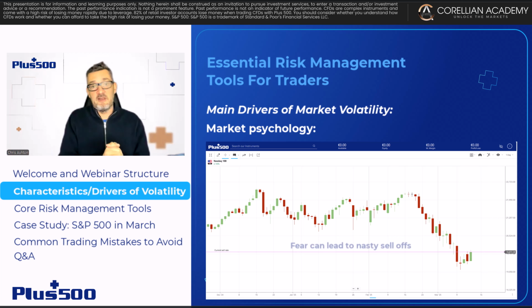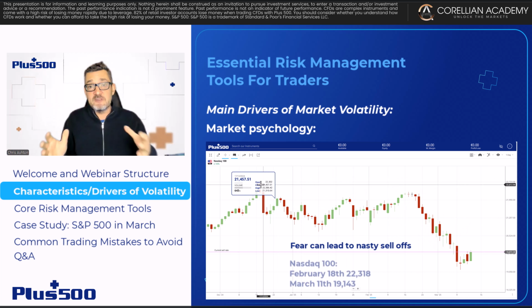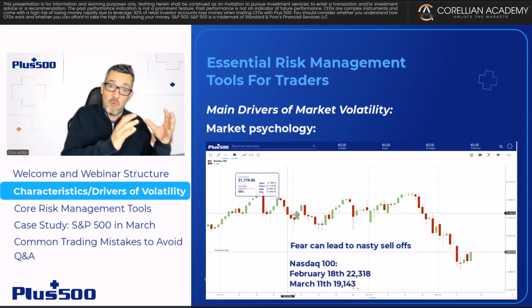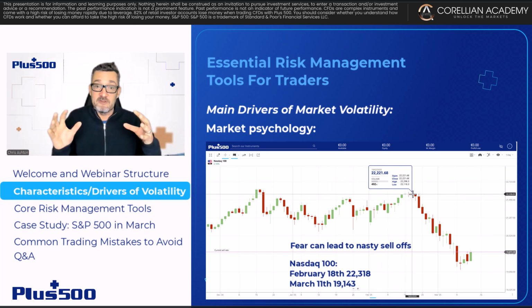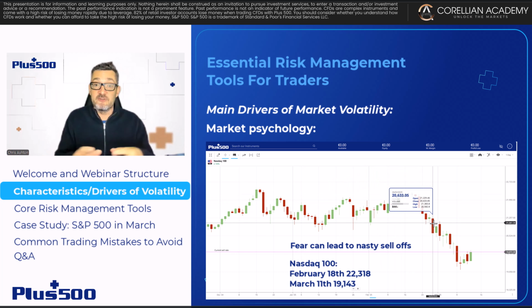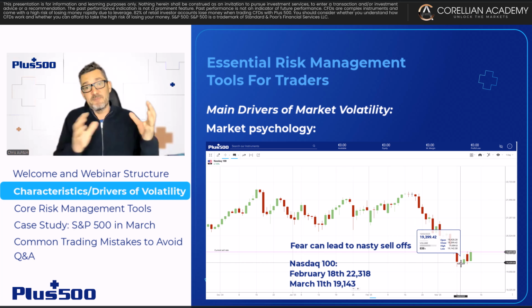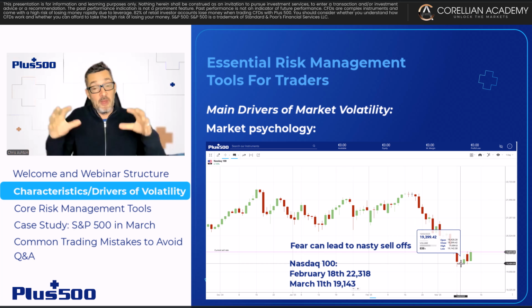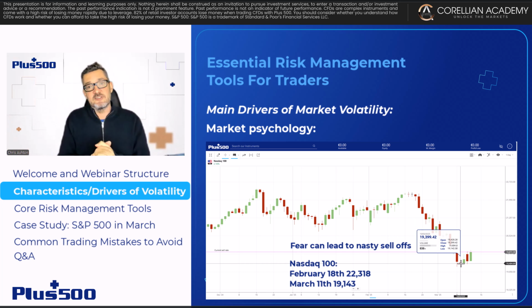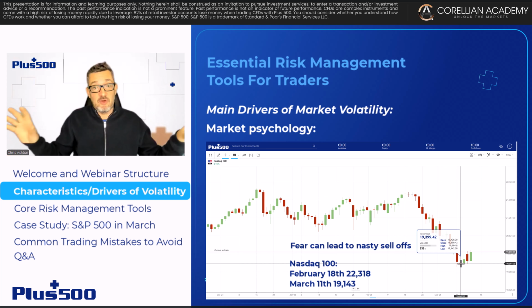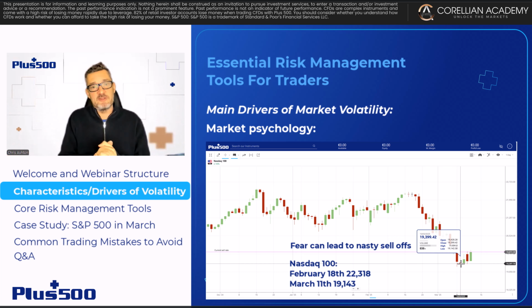Conversely, fear can lead to nasty sell-offs, and the recent capitulation seen in the Nasdaq 100 index on fears about the disruptive influence of Chinese startup DeepSeek, and also that AI, artificial intelligence spending, may have peaked for now, shows what can happen when sentiment changes quickly. Both extremes can dramatically shift asset prices.